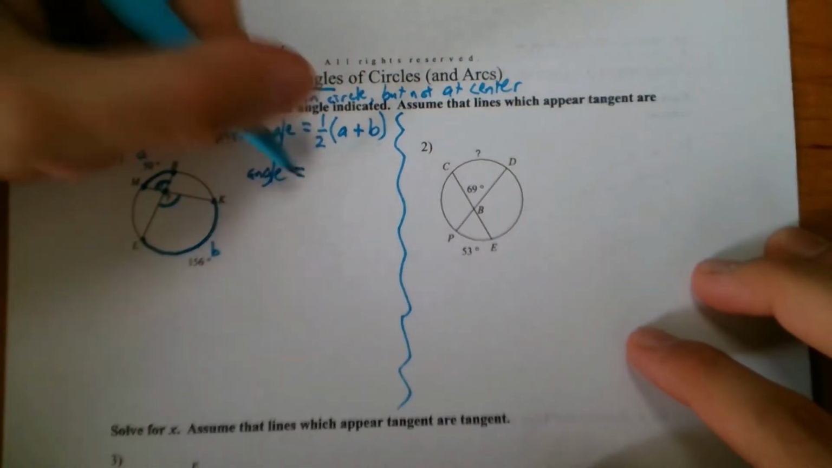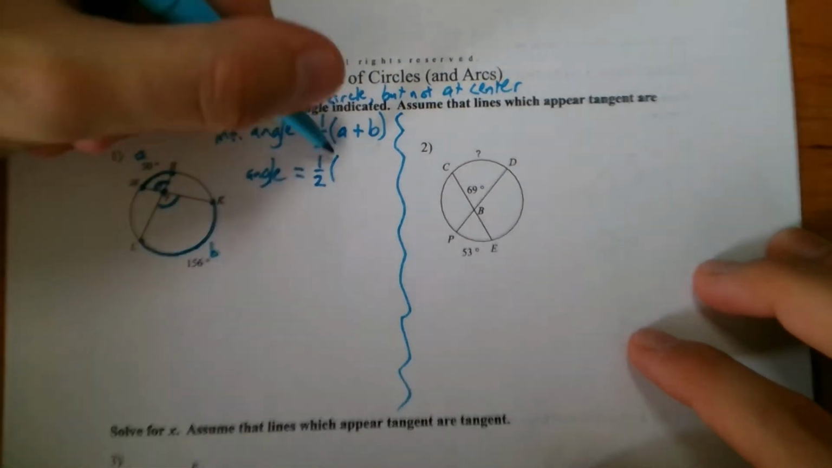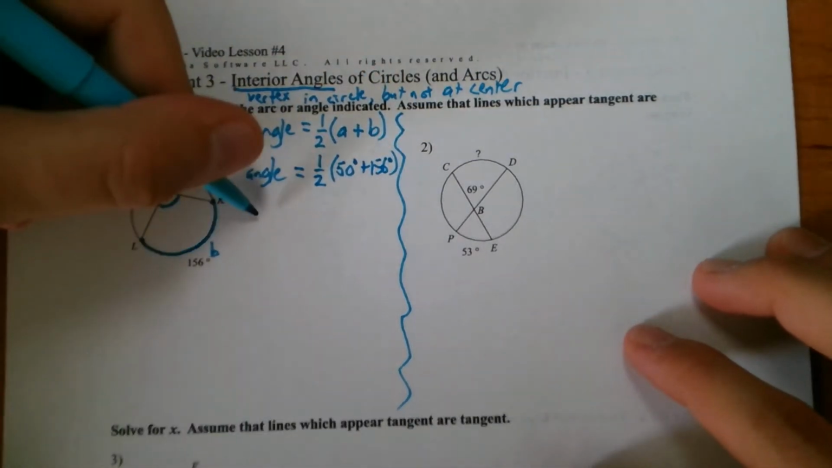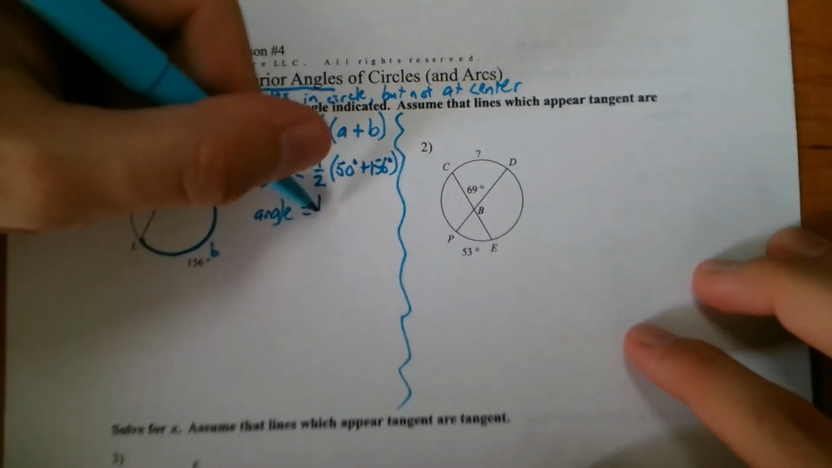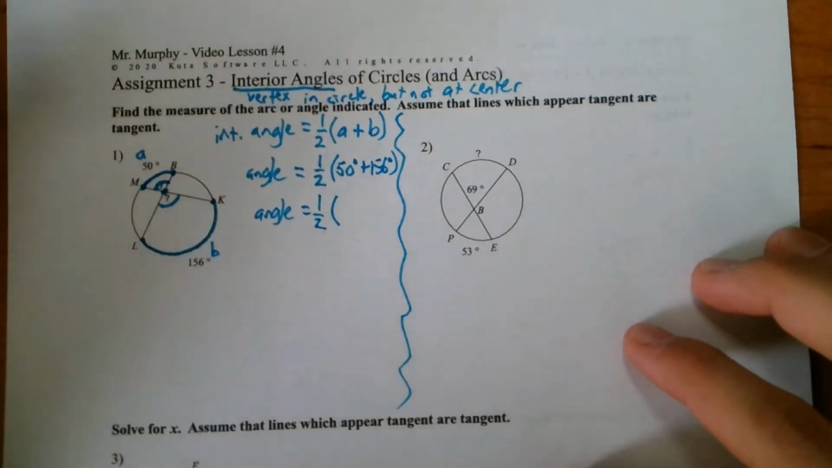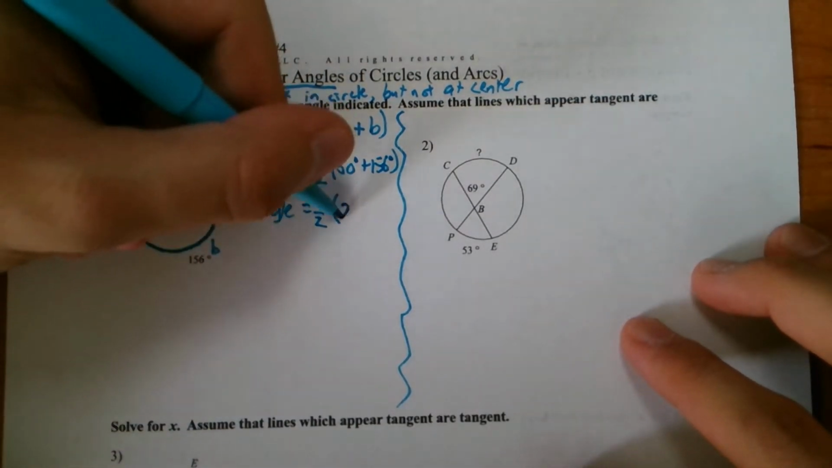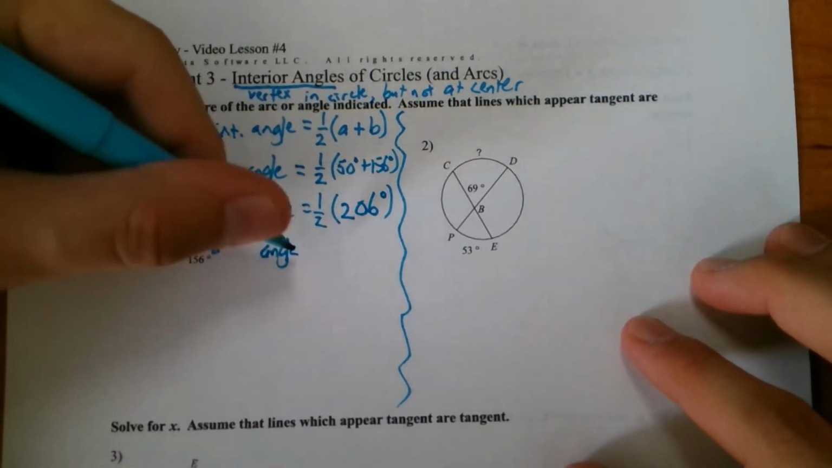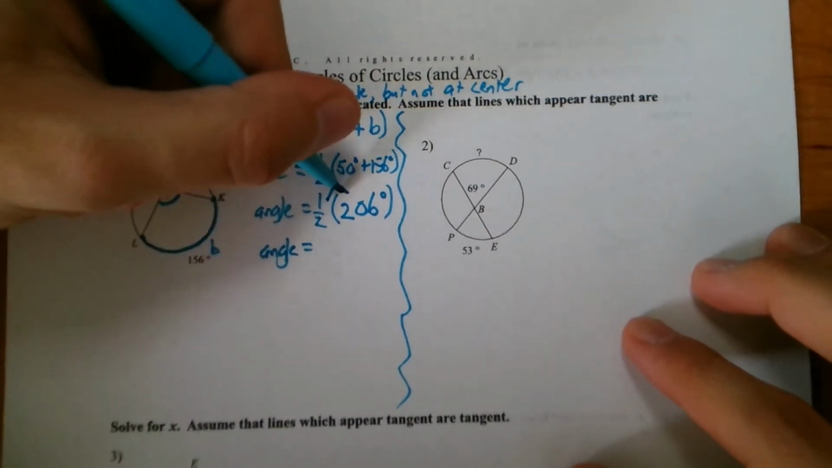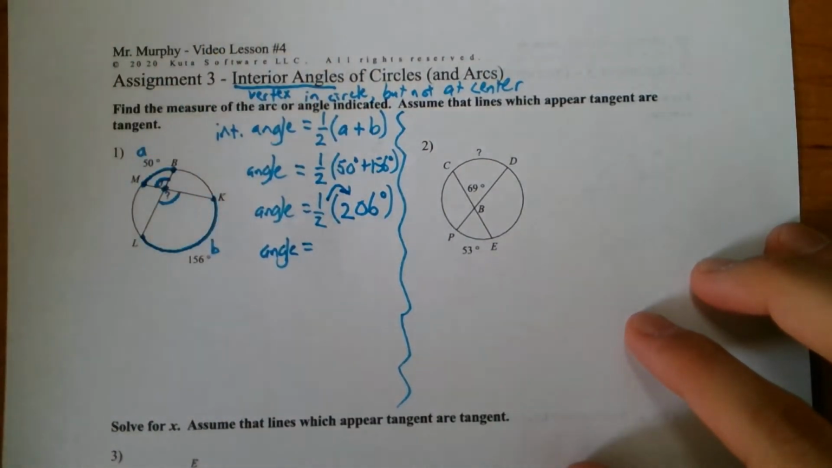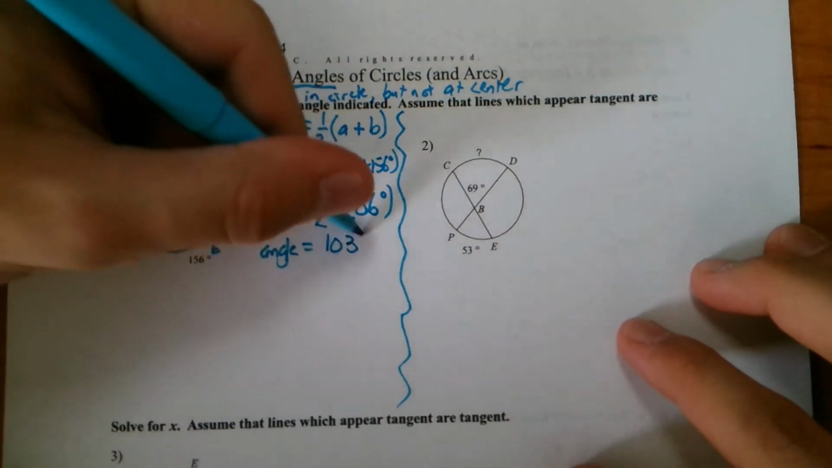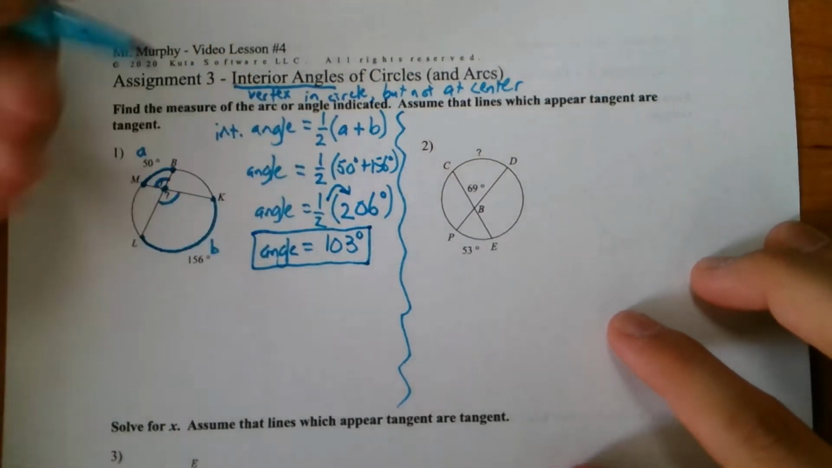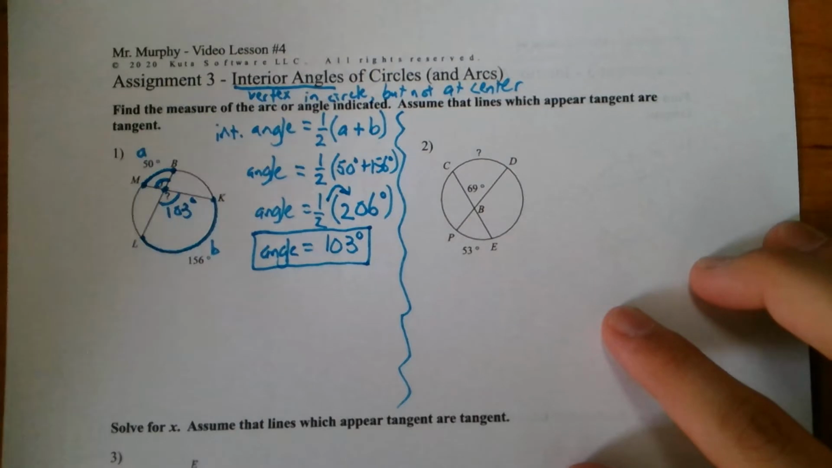So I'm going to do angle equals 1/2, and then A would be the 50 degrees, plus B would be the 156. Bring down the 1/2. Then I'm going to add inside the parentheses, 50 plus 156 should give me 206 degrees. And then I just take half of that. When I take half of something, remember you're dividing by 2. So 1/2 times 206, or 206 divided by 2, should give you an angle measure of 103 degrees. Cool.